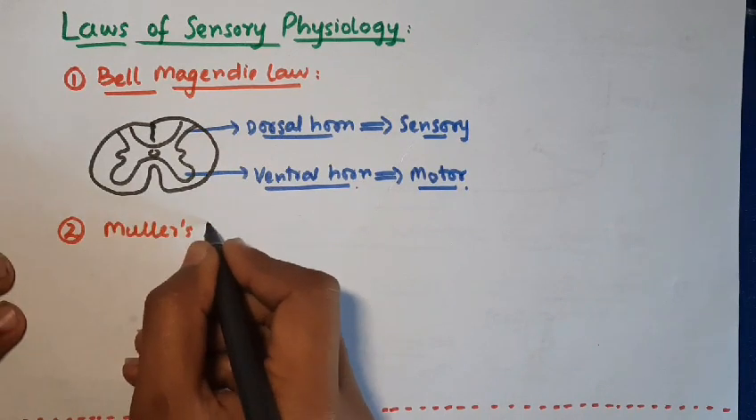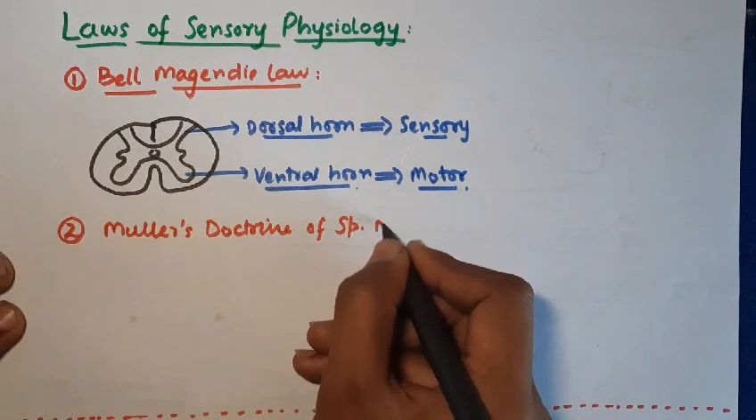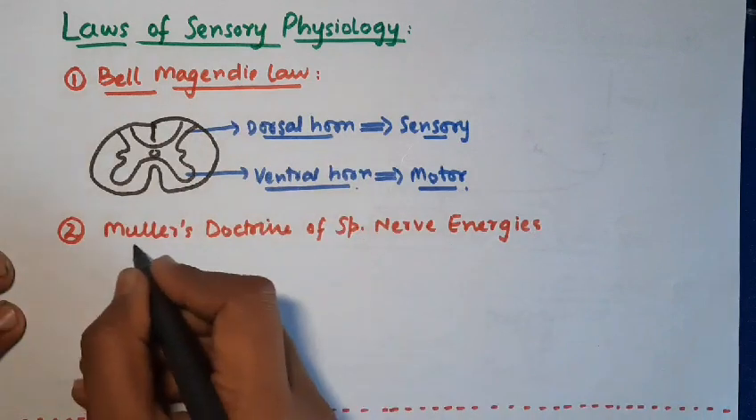Okay. Second law is called Muller's doctrine of specific nerve energies. Muller's doctrine of specific nerve energies.